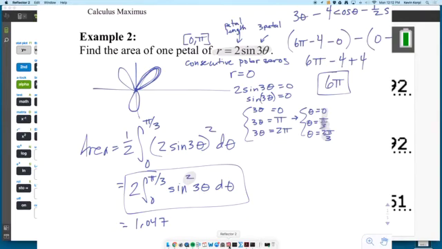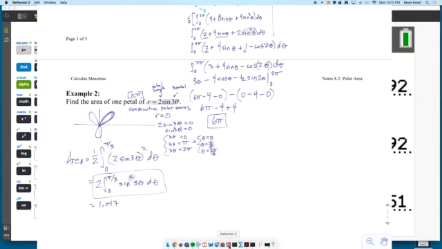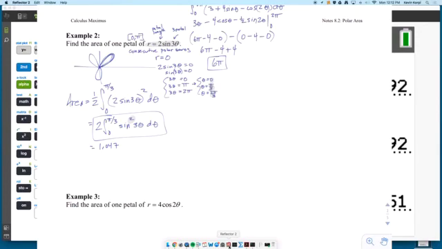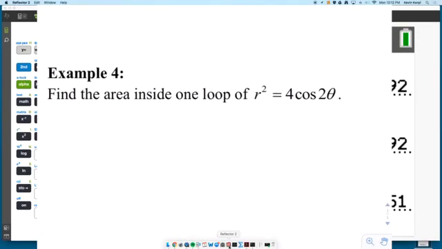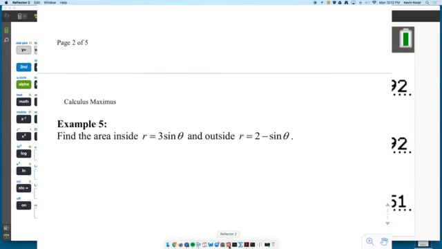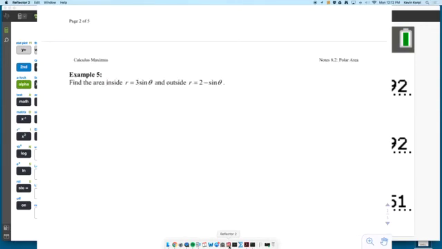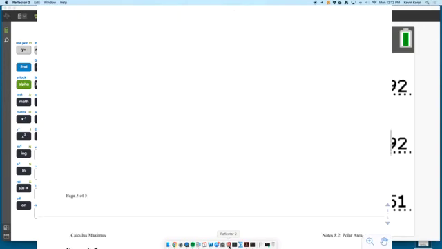All right, questions on numbers 1 or 2? You got the power reducing identities memorized? You got the formula for polar area memorized? If you can do that, you pretty much have it down. Now, it does get a little bit more interesting. As you'll see after lunch, we'll do inside one function and outside another, so we'll be finding area between two. And sometimes that can get kind of fun and interesting.